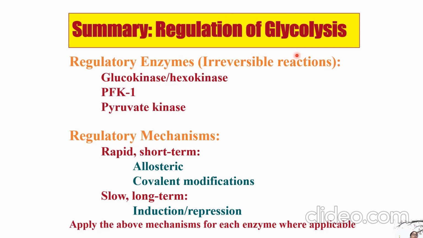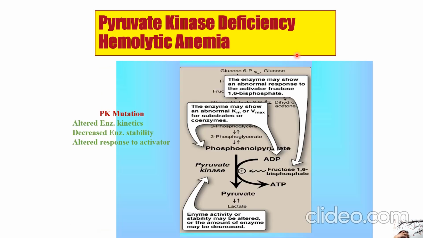This is a summary of regulation of glycolysis. The regulatory enzymes are the irreversible reactions, like glucokinase or hexokinase, phosphofructokinase-1 and pyruvate kinase. Regulatory mechanisms can be rapid, short-term, like allosteric or covalent modifications. They can be slow, long-term, like induction and repression. So that is how regulation of glycolysis takes place.